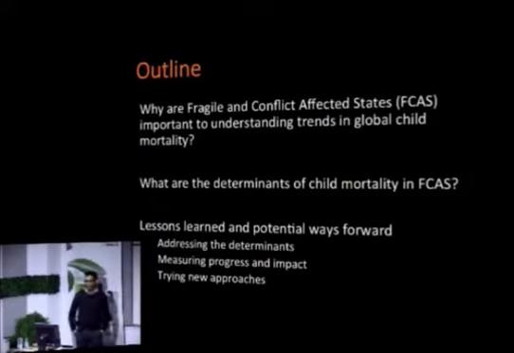So this is what we'll talk about today. Why are fragile and conflict-affected states important to understanding trends in global child mortality? And what are the determinants of child mortality in these states? What are some lessons learned and potential ways forward? How to address those determinants, how to measure progress and impact, and some ideas about new approaches that have been tried and that we're currently working on as a community.